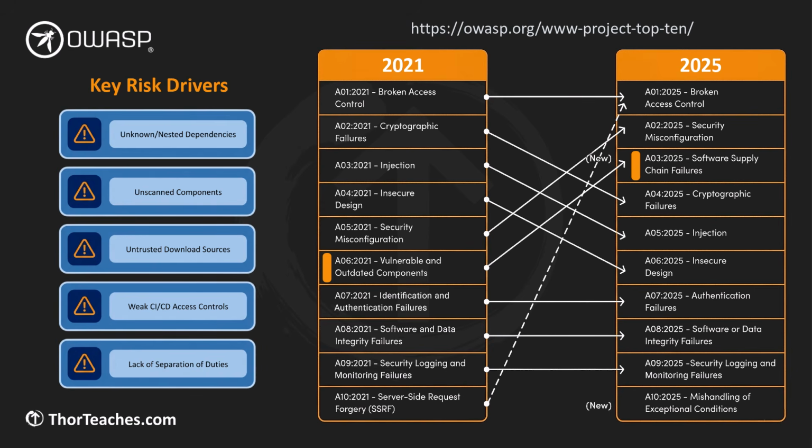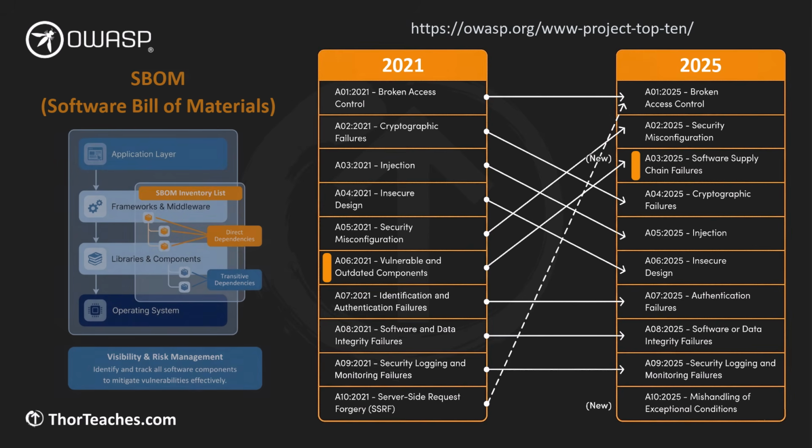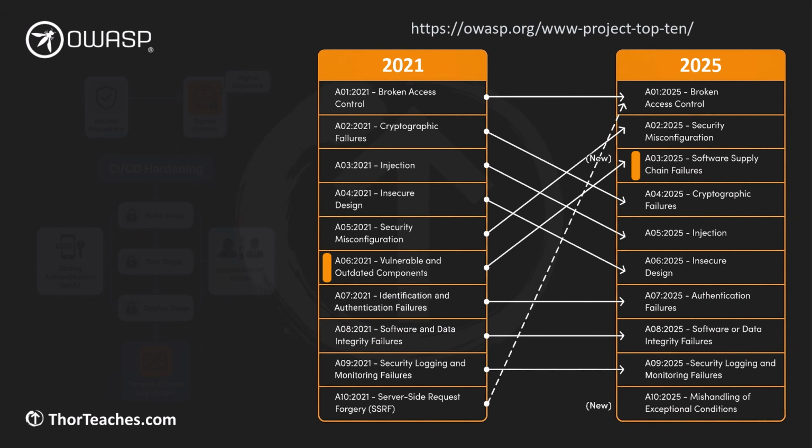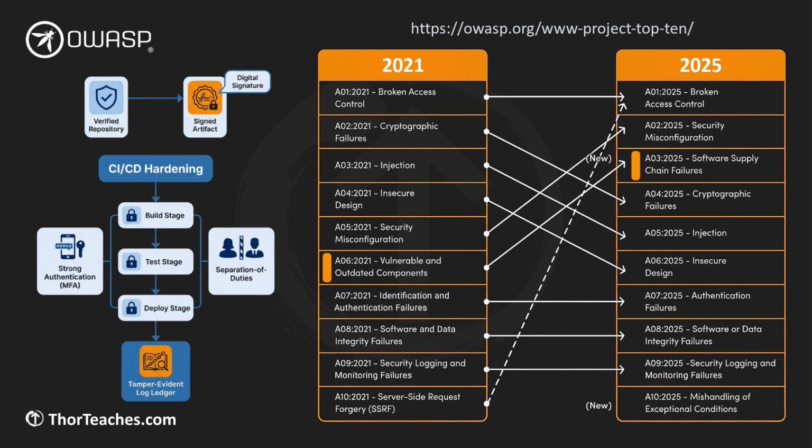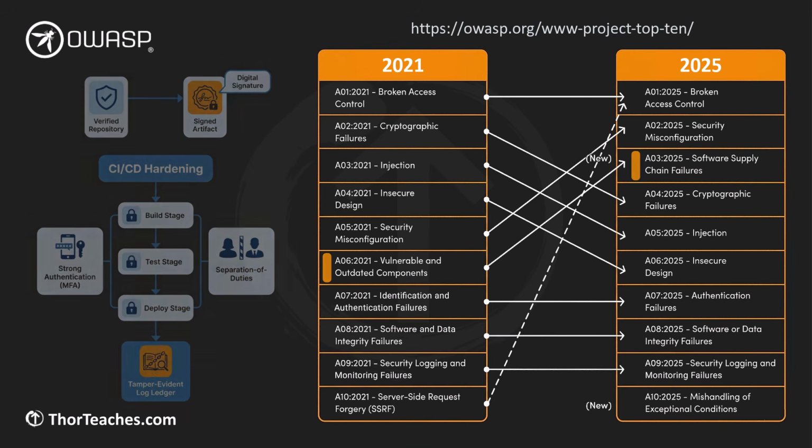The defense here is about visibility and control. You need an accurate software bill of materials for your application, and you need to keep it up to date. You track versions, you monitor for new CVEs against those components, you remove dependencies you no longer use, you pull from trusted signed sources, and you treat your build pipeline as a high-value asset with strong authentication, strict access control, separation of duties, and tamper-evident logs. The bottom line, you're only as secure as the weakest piece of code you trust, including the parts you didn't write. If you're not managing your supply chain deliberately, someone else will manage it for you.